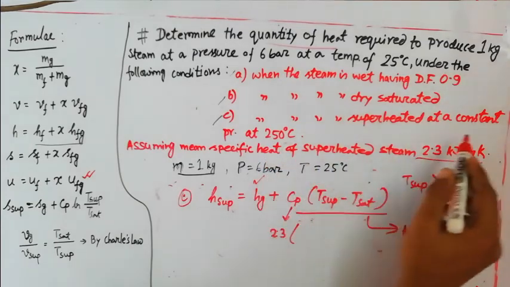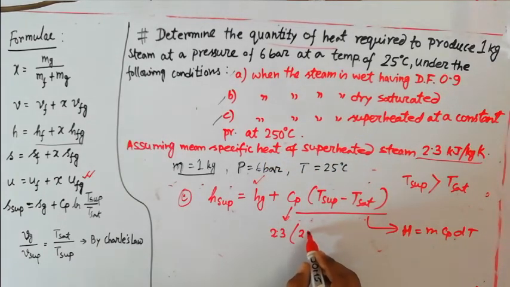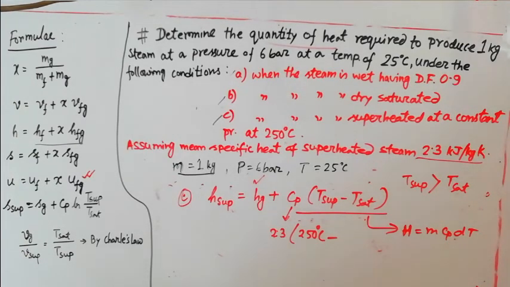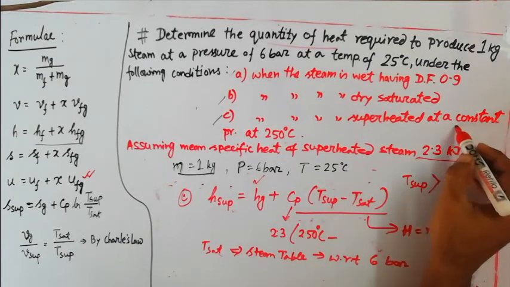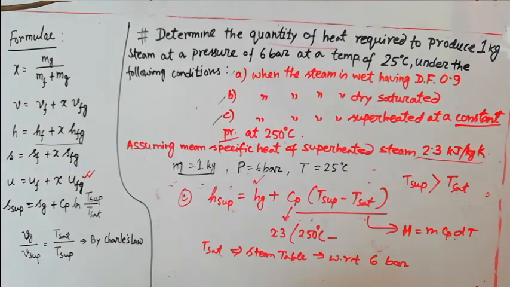T sup is given at constant pressure as 250 degrees centigrade, and T sat is the saturation temperature, which you have to find out from the steam table. From the steam table you can get it with respect to that same pressure. Which pressure? 6 bar pressure. Because the superheating of steam is also a constant pressure process. So again look at the steam table with respect to 6 bar pressure, and from there you can get the saturation temperature easily. So now put all those values.